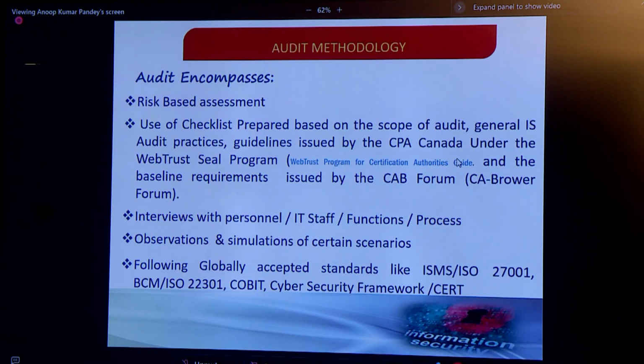From the globally accepted standards you are referring to, there is the standard ISO 21188. Are you referring to that also? Yes, I have listed it out here. No, not listed out.